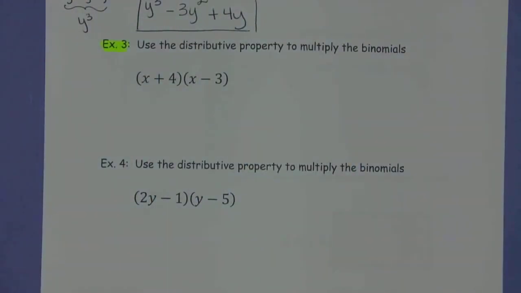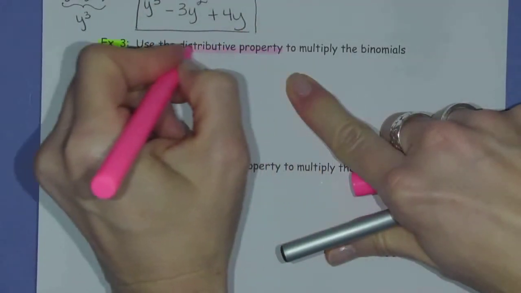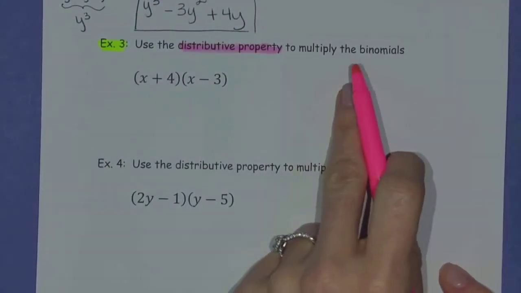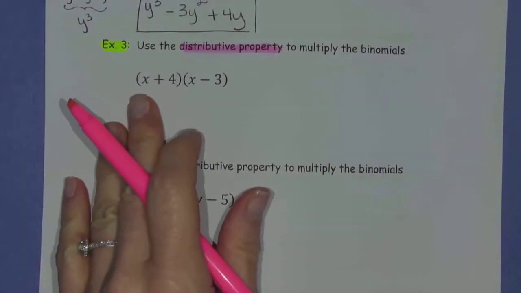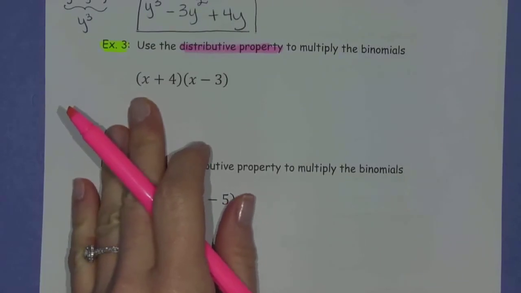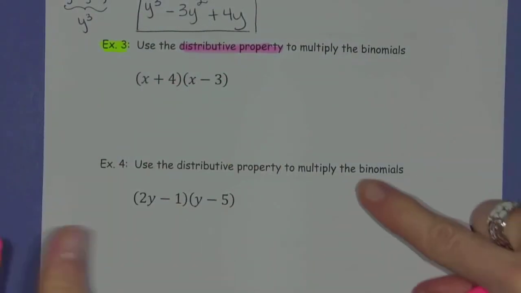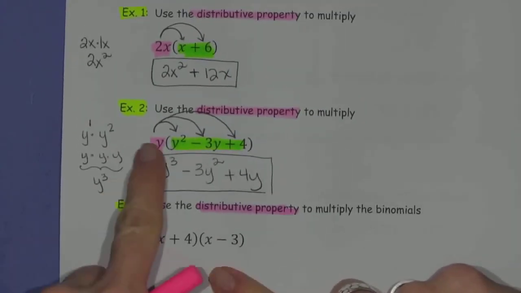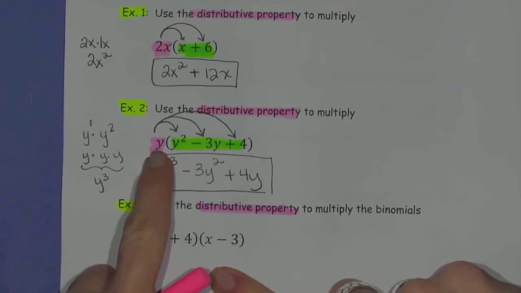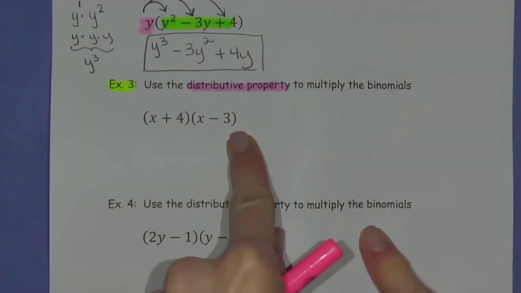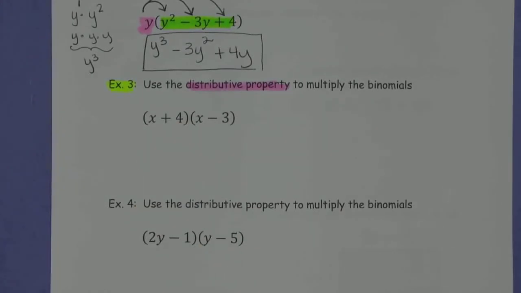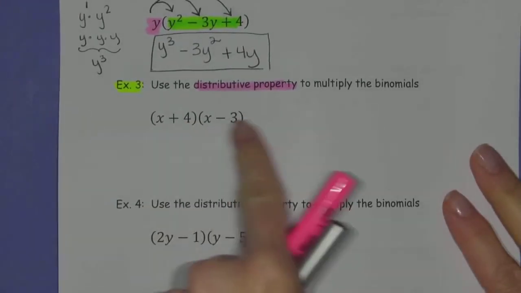Okay, example 3 says, use the distributive property to multiply the binomials. Now this is a little bit strange. I don't think you've ever seen anything like this. When you see distributive property, you are used to having one term outside, a y or a 2x, a monomial. Now you have a binomial times another binomial. Well, here is how you use the distributive property to do this.